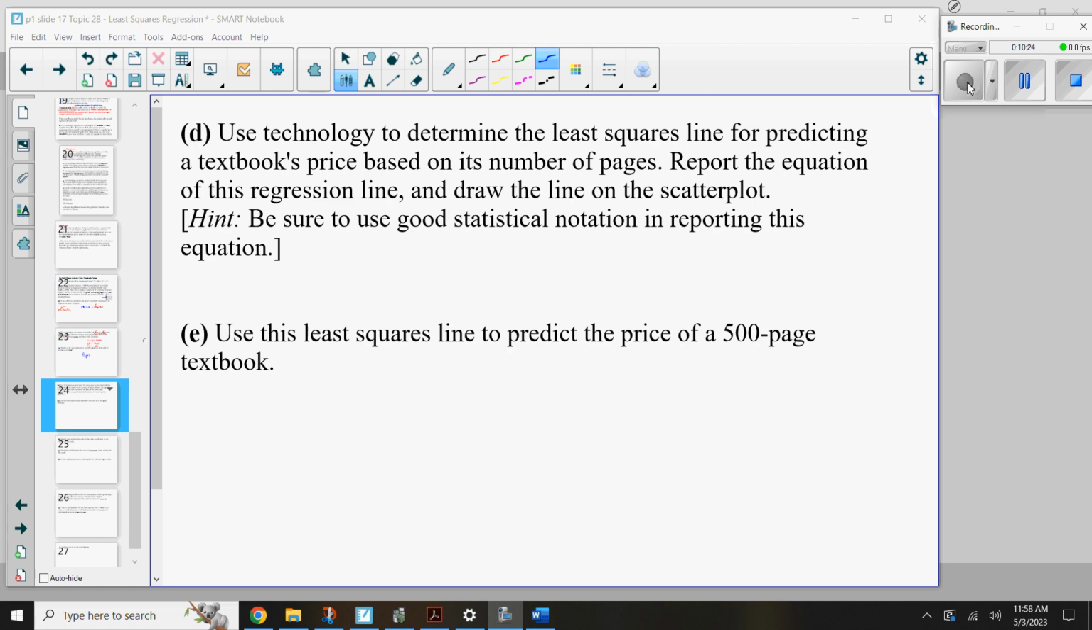So now they want me to find the least squares line to predict a textbook's price based on its number of pages. Remember that another term for least squares line is the regression line. Both are the same. They mean the exact same thing. So I need to report the equation of this regression line and draw it on the scatter plot.